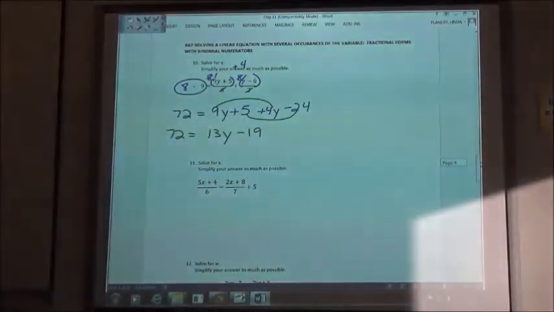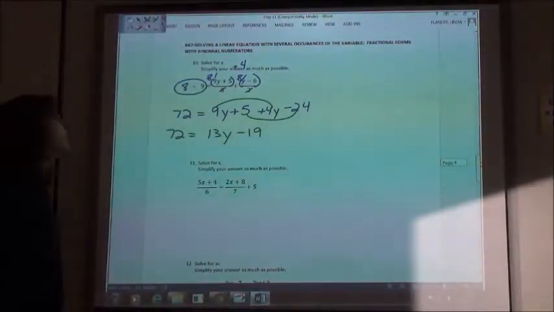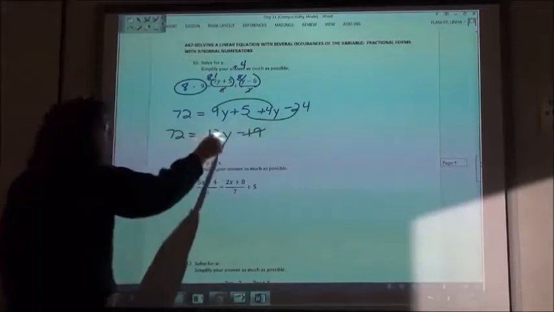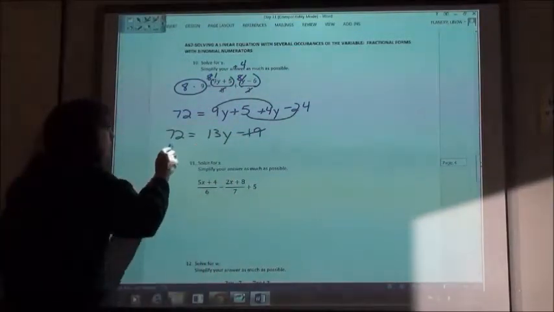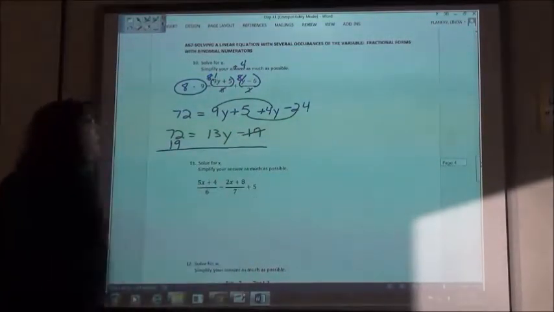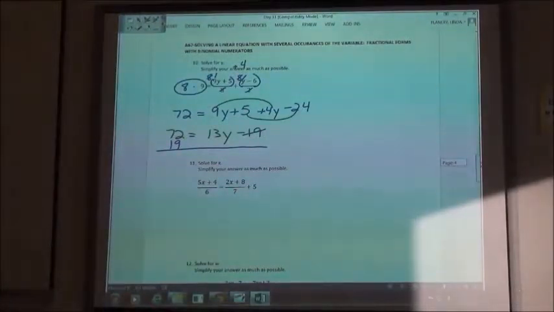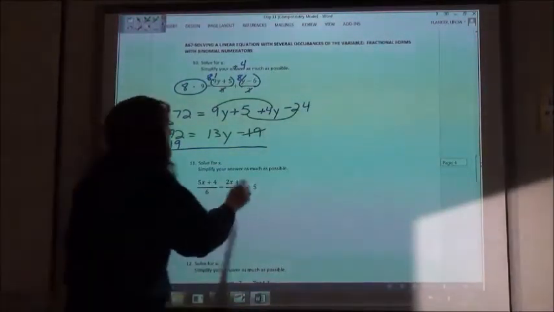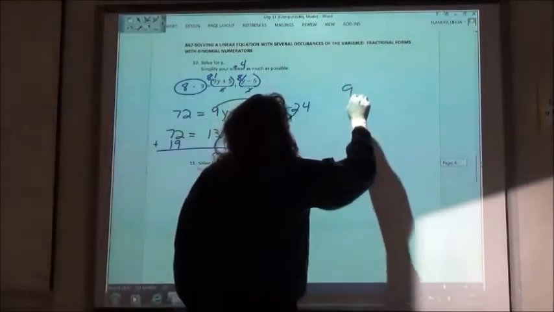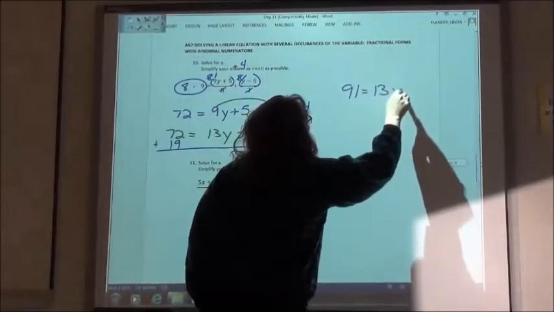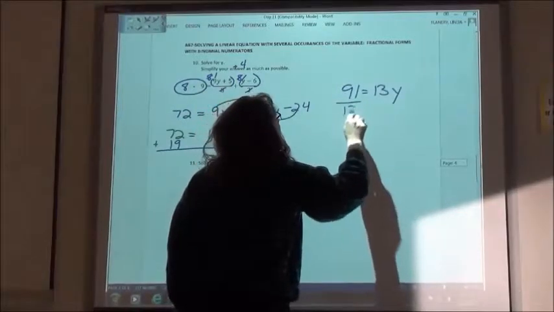Now if I want to solve that for y, the next thing I probably want to do is move the 19 to the other side. Move 72, exactly. Since there's only one y, we don't want to move the y, we just want to move our number over, so it's on the opposite side. So 72 plus 19 is 91. So 91 equals 13y, and then we're going to divide.